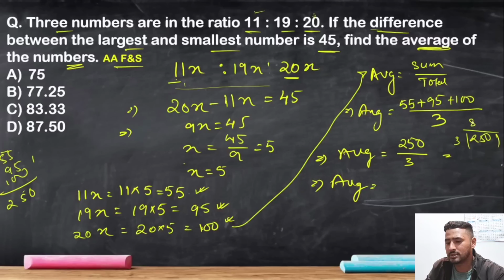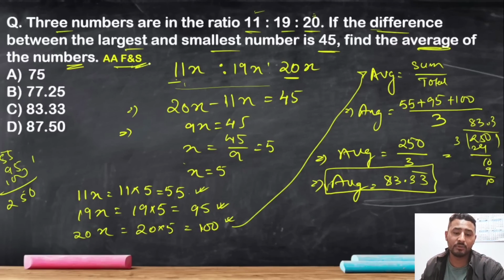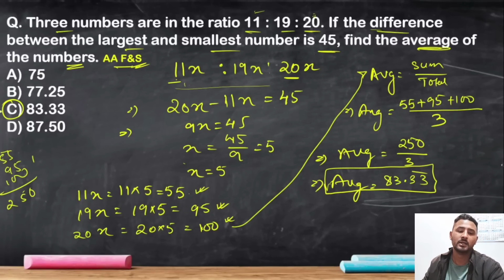3 into 8 is 24, remainder 1, 0, 3 threes are 9, remainder 1. So it's coming around 83.3, 83.33, and it will continue. Okay, so this will be our answer. Average is 83.33. I hope this is clear. This is an easy question, and it has come in Food and Supply exams. So the correct answer would be 83.3, which is option number C. I hope this is clear.